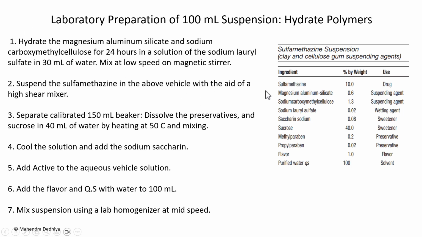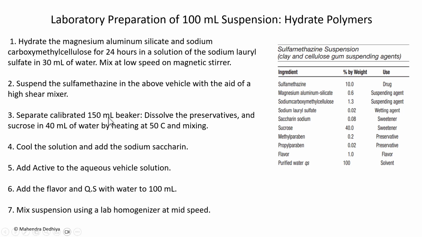First step is to hydrate clay and sodium CMC, both suspending agents, for about 24 hours using sodium lauryl sulfate in 30 ml of water. Mix at low speed on a magnetic stirrer. The drug sulfamethazine is added to the hydrated polymers, 30 milliliter. It needs to be very intense mixing, which would simulate high shear mixing.